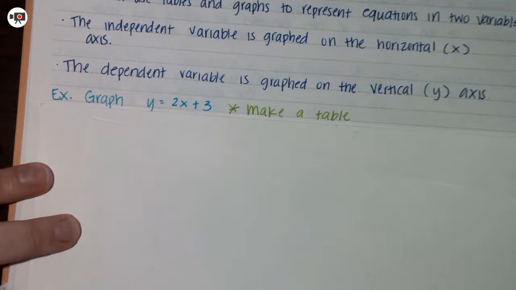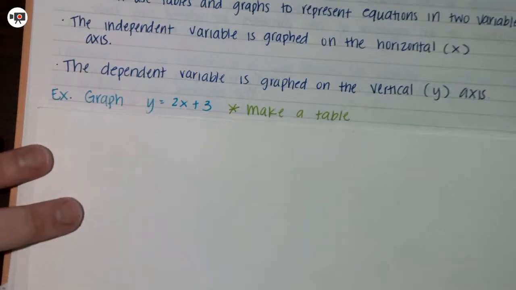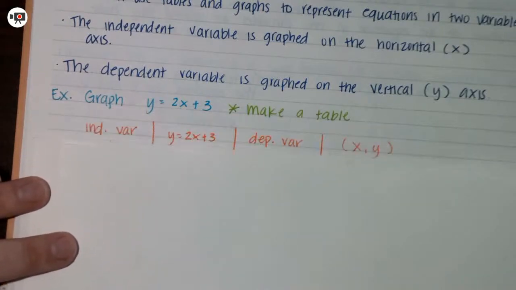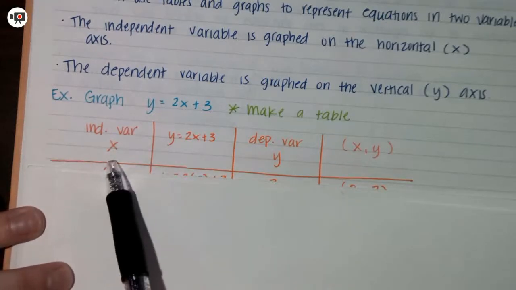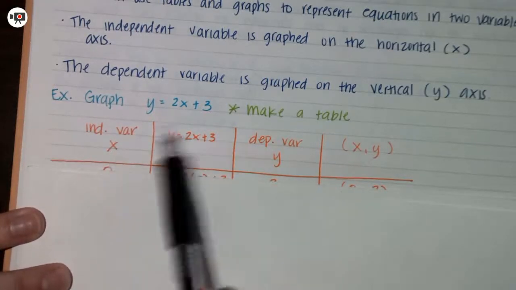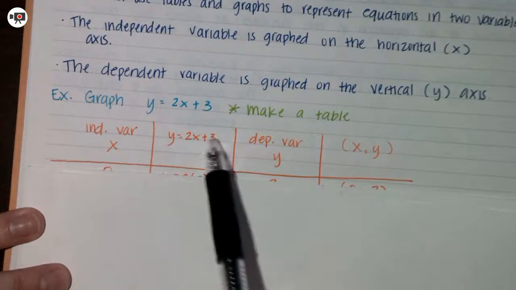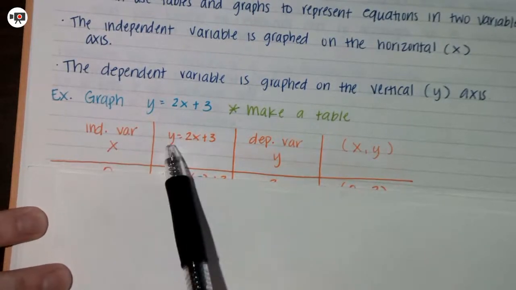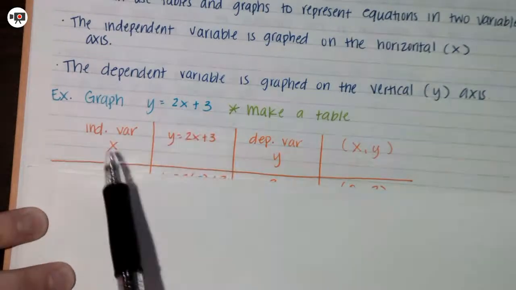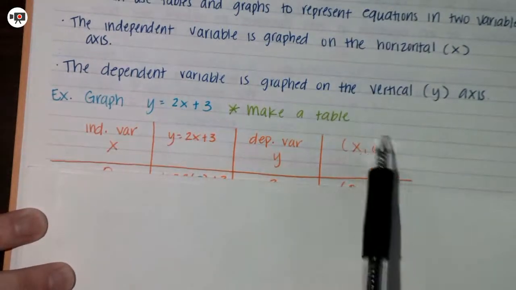So I'm going to graph y equals 2x plus 3. To do that, I'm going to make a table. In this table, I'm going to have my independent variable, which is x, my equation, and then from my equation, using the x that I chose will give me a y that matches. Then I have x and y, and that will be my ordered pair.